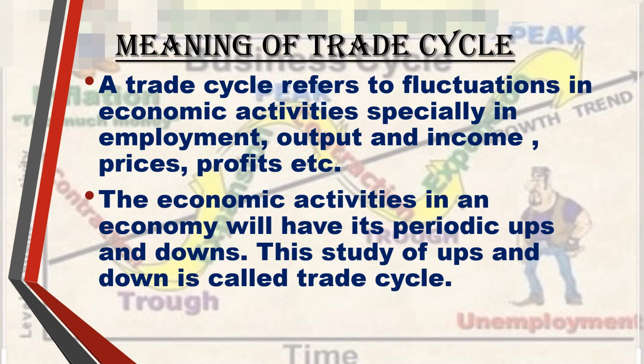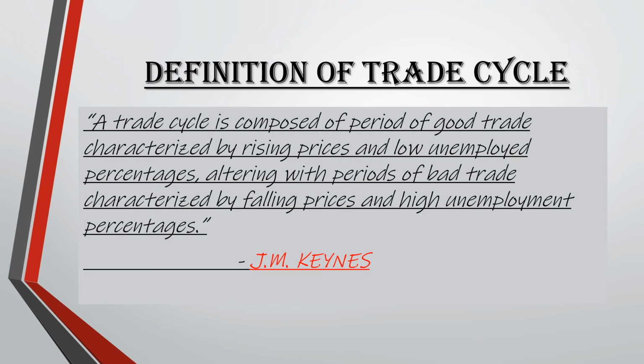So now we will look at the definition of trade cycle. A trade cycle is composed of periods of good trade, characterized by rising prices and low unemployment percentages, alternating with periods of bad trade, characterized by falling prices and high unemployment percentages. It is given by J.M. Keynes, who is a very famous economist. We have studied a lot of things given by J.M. Keynes.